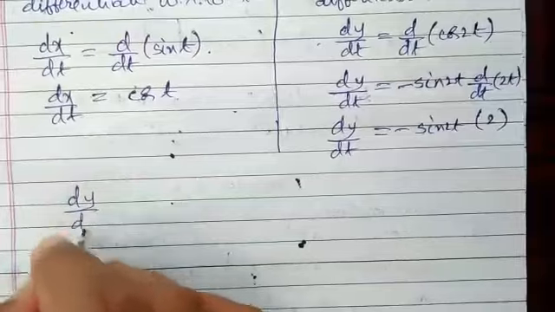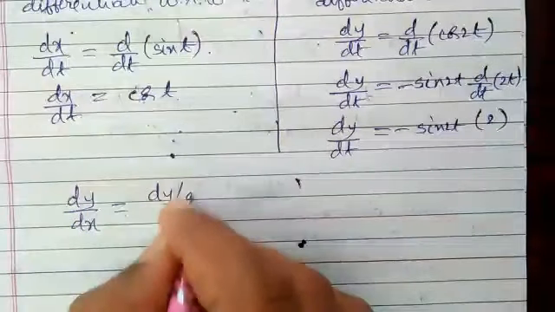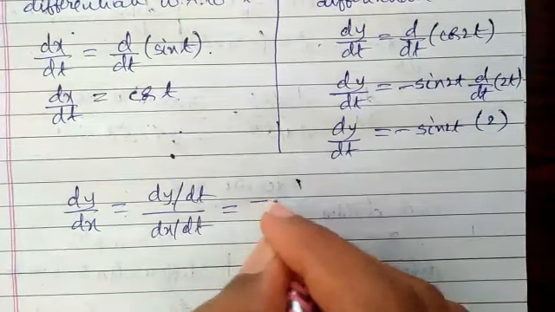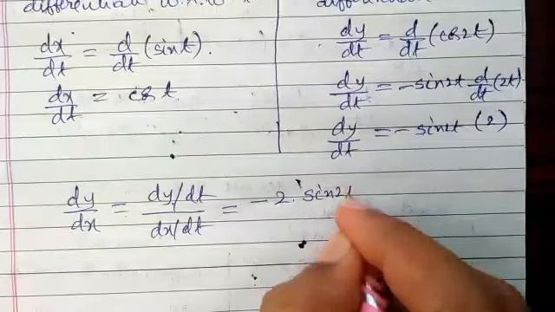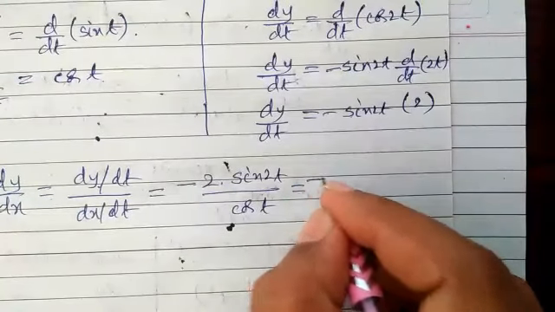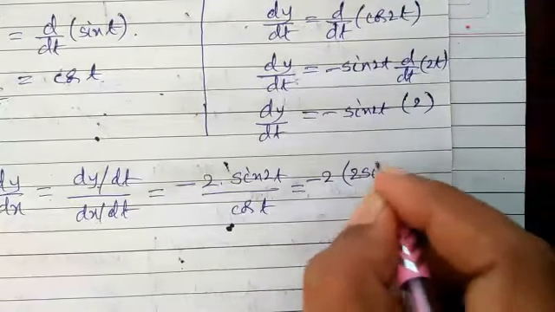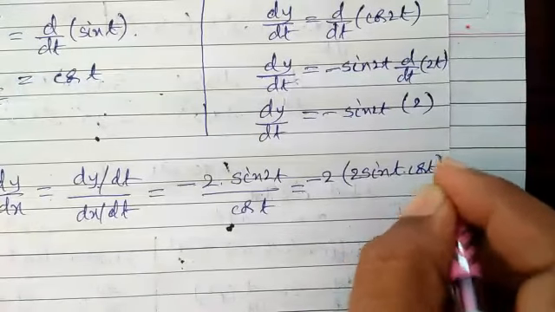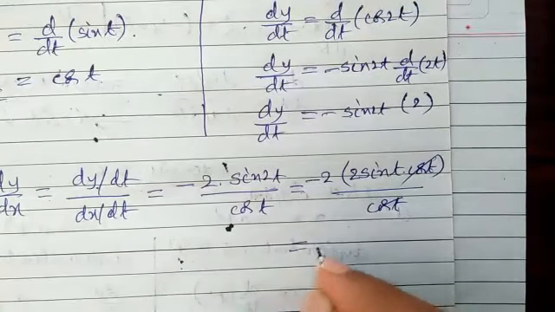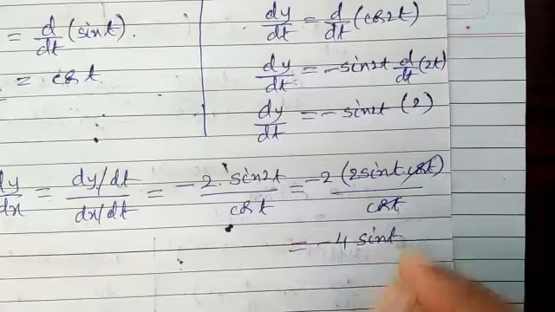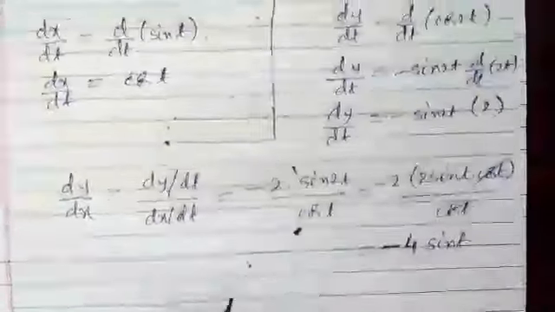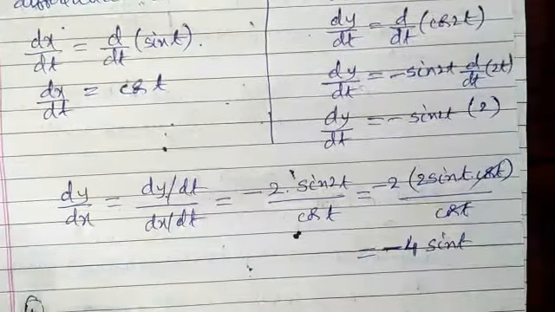Finally, we have to find dy by dx, which is dy by dt by dx by dt. That is minus 2 into sin 2t by cos t. What do you get, guys? Minus 2 into bracket of sin 2t, which is 2 sin t into cos t, by cos t. Cos t cancels. The final answer is minus 4 sin t. Clear, guys?